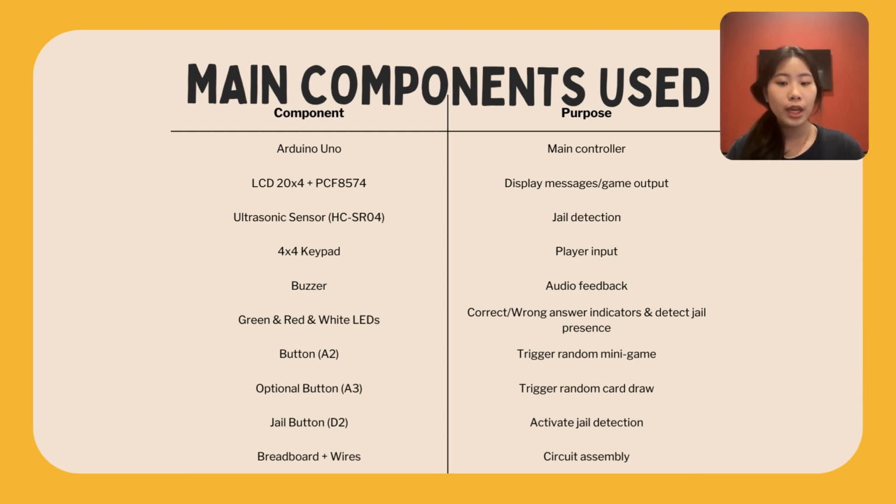So we're going to start with Arduino Uno. It's used as the main controller. LCD, used for displaying messages and game output. Ultrasonic sensor, used for jail detection. 4x4 keypad, used for player input. Buzzer, used for audio feedback. And LEDs, used for correct and wrong answer indicators. Buttons, used to trigger random minigames, card draw, or even to activate jail detection. And the last one is breadboard and wires, used for circuit assembly.